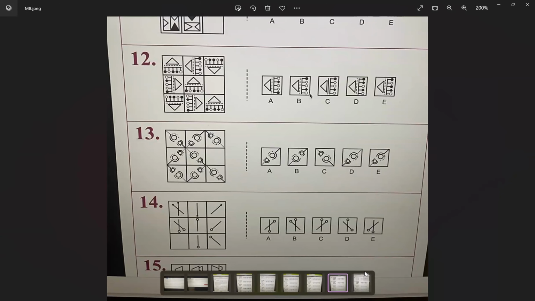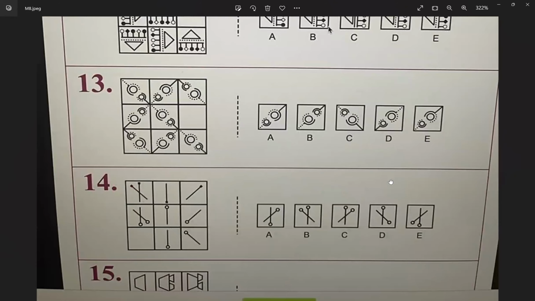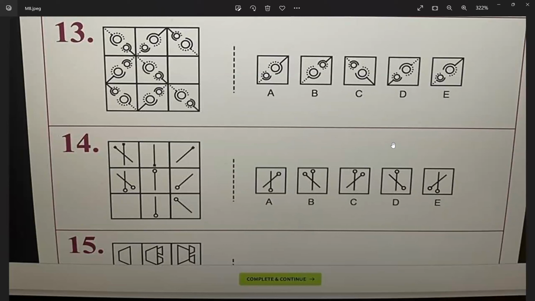Okay. Question number 14 is... so we have two cross type of lines, and then we have a black dotted line that then goes down. So let's see.